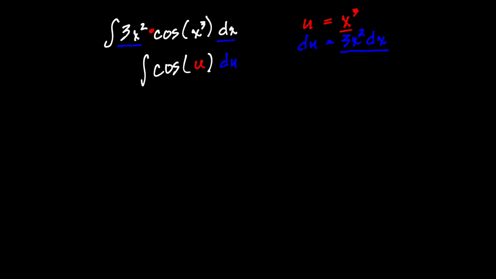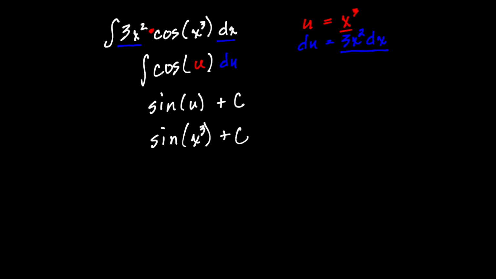So I'm taking the antiderivative of cosine of u du. So we know how to take the antiderivative of cosine. The antiderivative of cosine is, of course, sine. So I would have sine of u plus c. Now, remember we started with x's, 3x squared and x cubed, and we changed it to u's, and now we have to change it back. So wherever I see a u down here, I'm going to put an x cubed in for it. So let's do that as our final step. Sine of x cubed plus c.